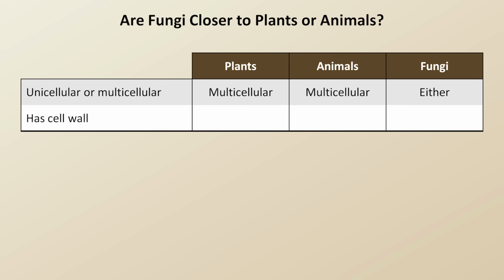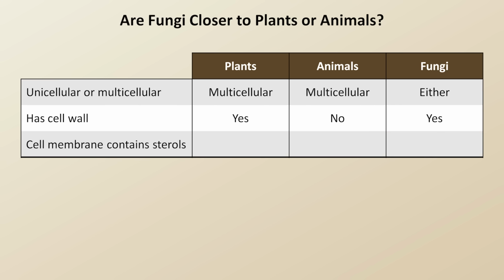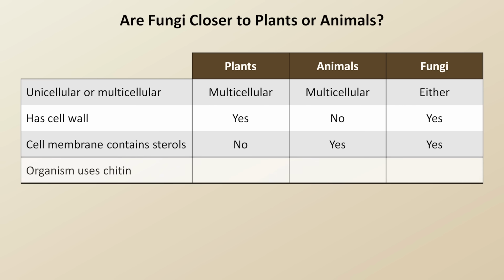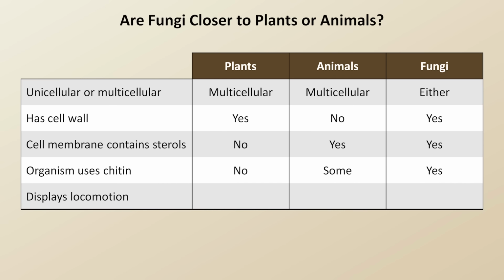Which of these have a cell wall? Plants and fungi. Does the cell membrane contain sterols? No for plants, but yes to animals and fungi. Do organisms in the kingdoms employ chitin in their biology? No for plants. As mentioned a moment ago, some animals do, and all fungi do. Which of these display locomotion? Neither plants nor fungi do, while almost all animals do.